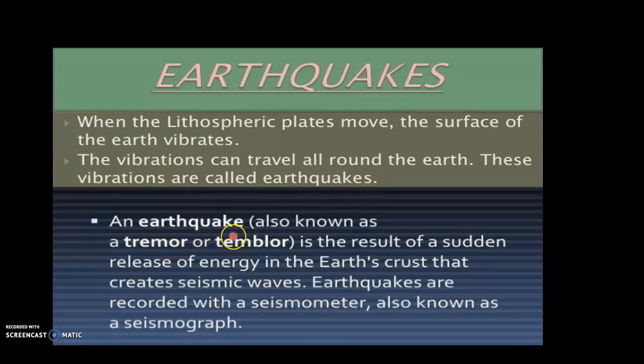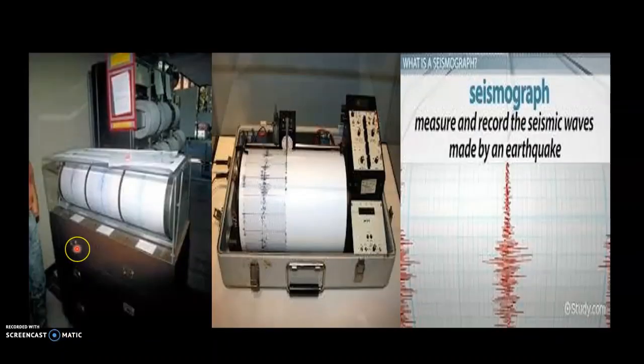An earthquake is the result of a sudden release of energy in the earth's crust that creates seismic waves. Earthquakes are recorded with a seismometer, also known as a seismograph. The magnitude of the earthquake is measured on the Richter scale.